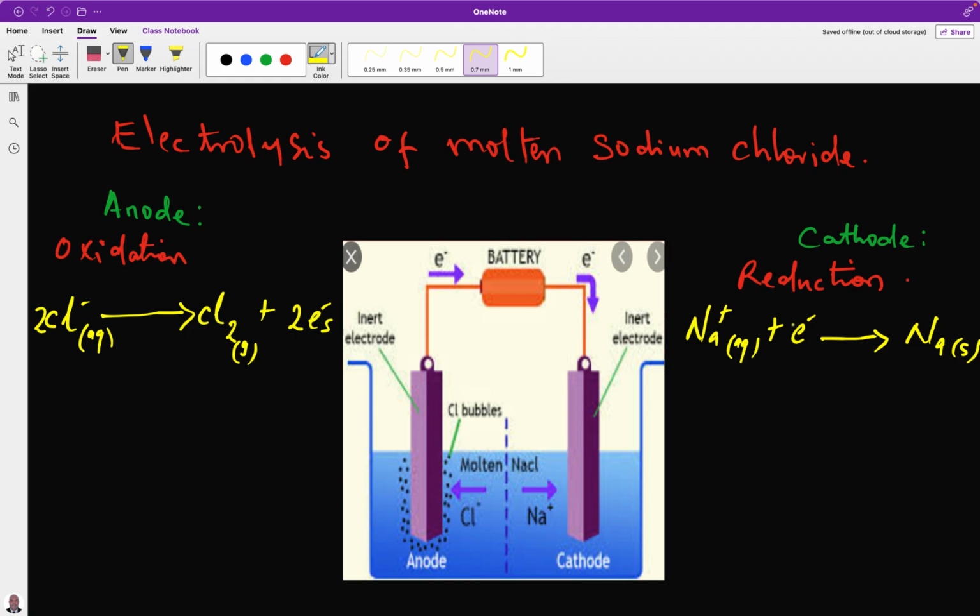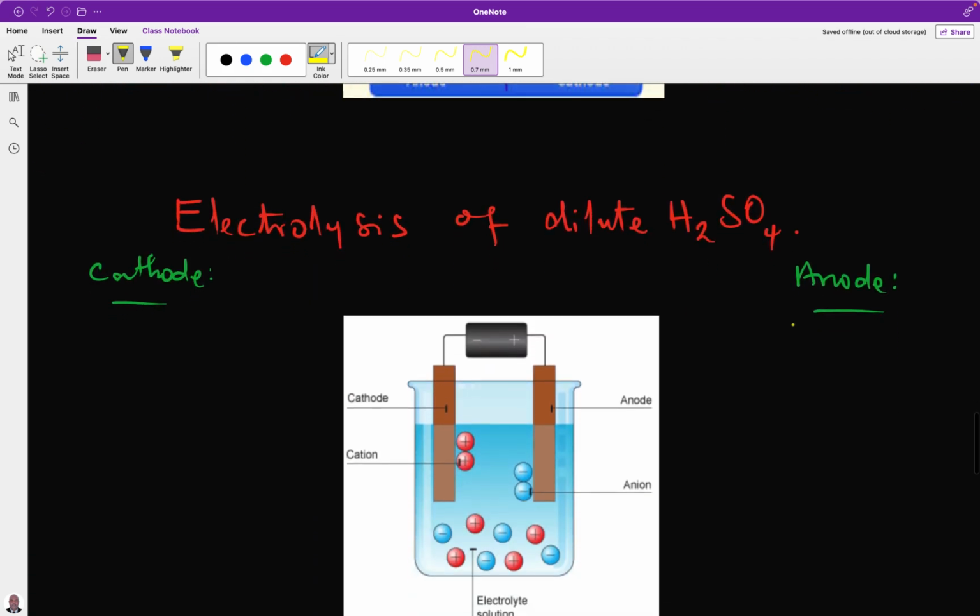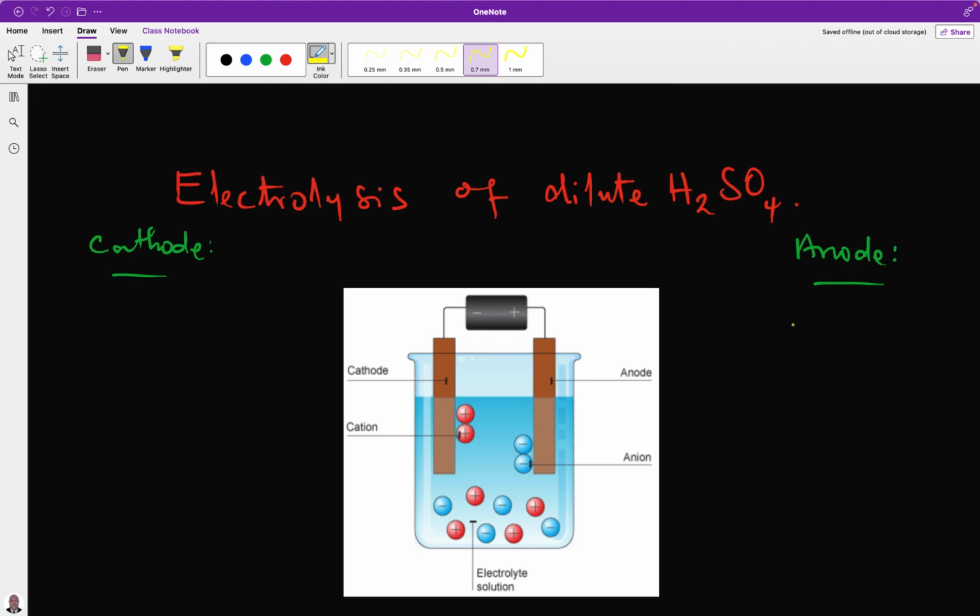It drives us to another example, which is electrolysis of dilute sulfuric acid. What is happening in the cell? As we said, when it has to do with dilute or aqueous, it means water is involved. So water is going to release two ions, the hydroxide ion and what? And the hydrogen ion.